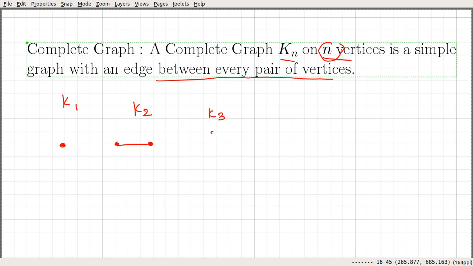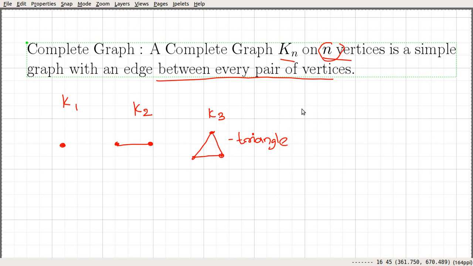Let's look into K3. By definition it has three vertices and there is an edge between every pair of vertices. So there will be an edge between these two vertices, and these two vertices. K3 is sometimes called a triangle, because it looks something like a triangle.